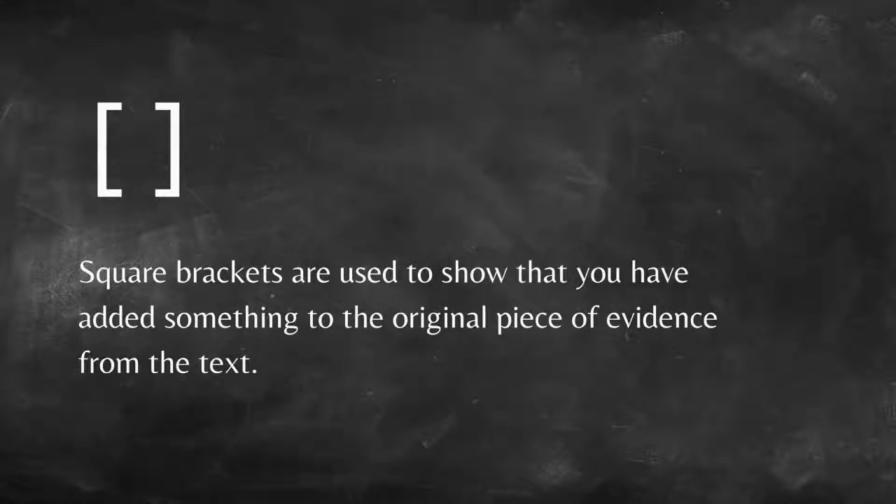Another thing that you can do to help the evidence flow into your work is use square brackets. Now, square brackets are the opposite of ellipses. Square brackets are used to show that you have added something to the original piece of evidence from the text. So this is something in your own words that is going into those square brackets to help you with your flow.